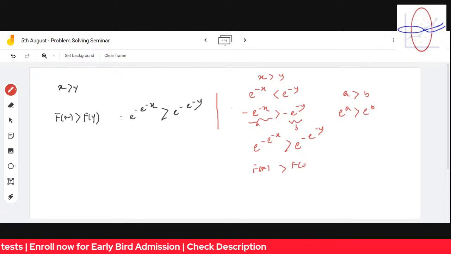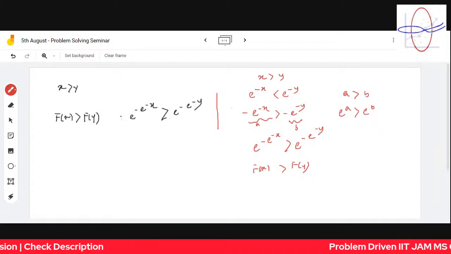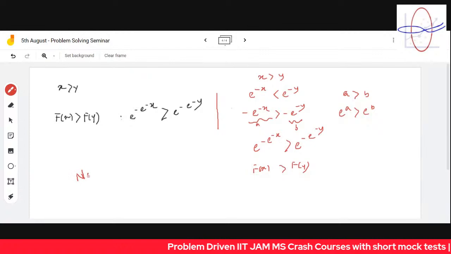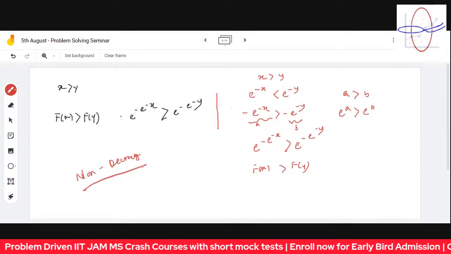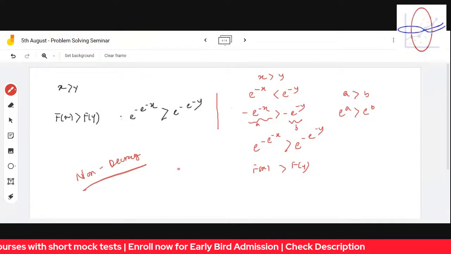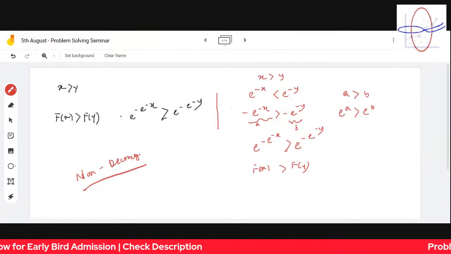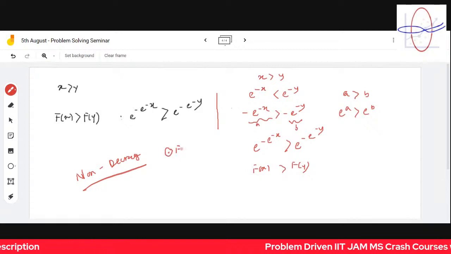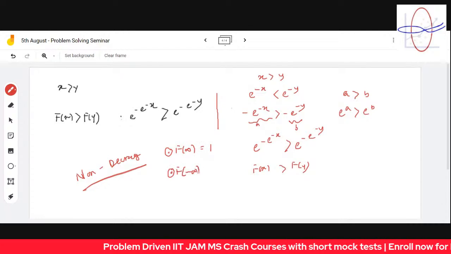So therefore we get that if x is greater than y, f of x is greater than f of y, and this is the non-decreasing part of a distribution function. In fact, we have proved it's increasing. So we have found out all the properties. Number one property was fx is between 0 and 1, but we will show it in a different manner. We show that f of infinity is 1 and f of minus infinity is 0.